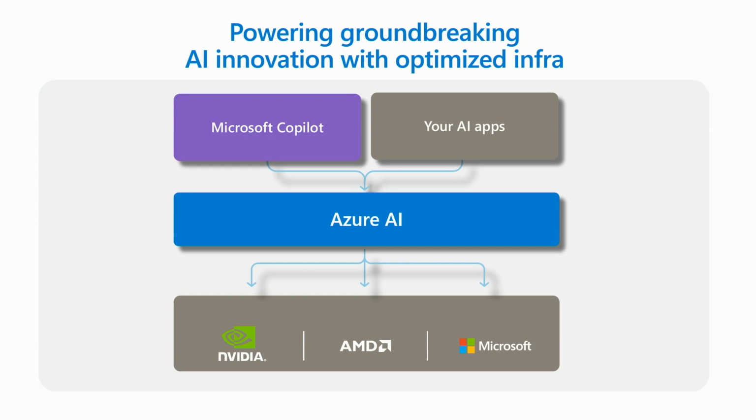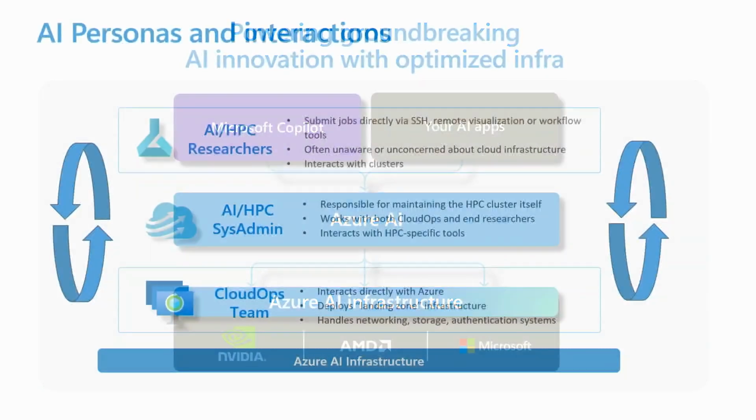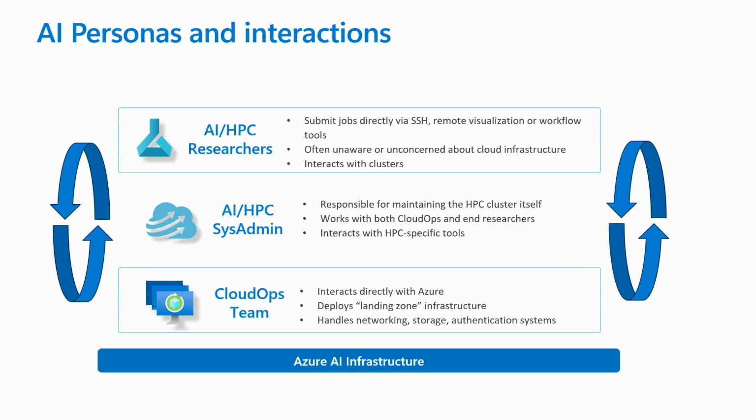I want to take a step to talk a little bit about the different personas and the different types of users that will be utilizing this kind of hardware, which is most likely the folks that you will be interacting with. So at the lowest of levels, we have our AI infrastructure. And the team that you will most likely rely on to deploy this AI infrastructure is your cloud ops team. They're directly interacting with Azure. They're deploying landing zones, deploying the networking, deploying the storage. And they really handle the infra layer with Microsoft.